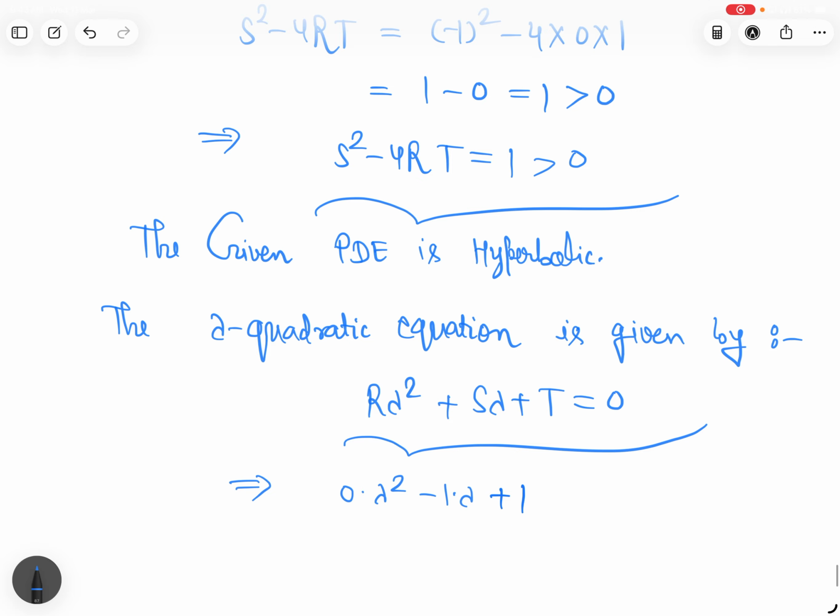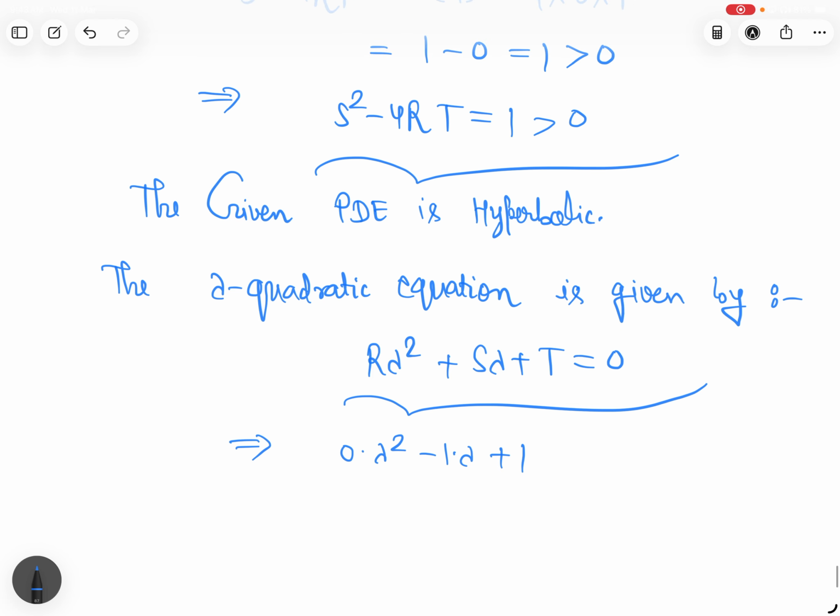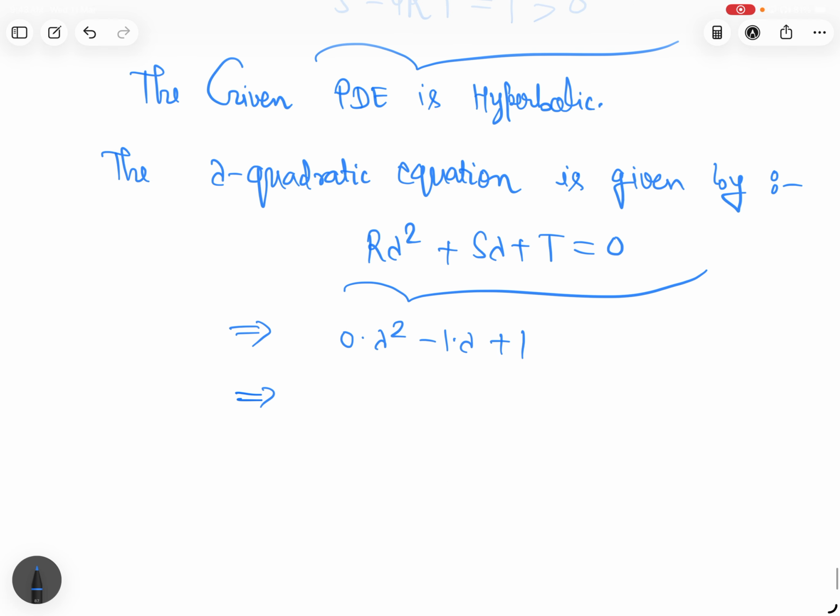T का वैल्यू क्या है? 1 है. ये रहा, सब वैल्यू देख लो यहाँ से. So what is this? Minus lambda plus 1 is equal to 0. So what value are we going to get? Lambda is equal to 1. I got only one value. Second value I do not have. Okay.